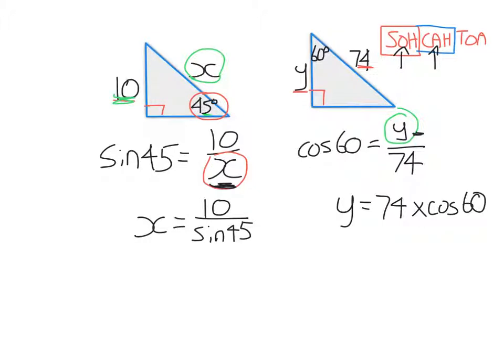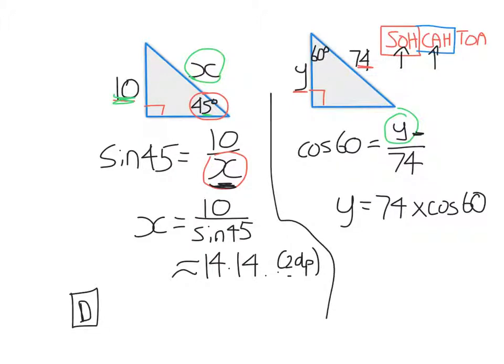So if I put 10 divided by sine 45 in my calculator, I should get about 14.14, and it goes on forever. So I'm just rounding it to 2 decimal places, okay? So if you put 10 over sine 45 in your calculator and got a different answer, you're probably not in degrees mode. You need to see this at the top of your calculator. You need to be in degrees mode, not radians. So that's the first answer.